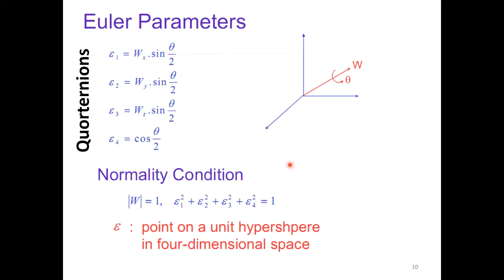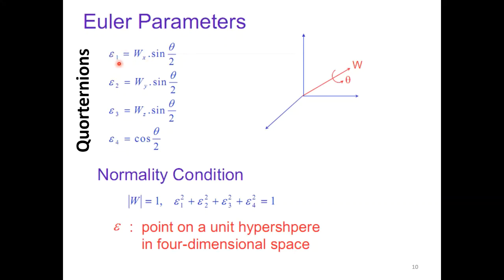Now, if it's just a mathematical problem, you can get rid of the singularity, right? You can think about other ways of representing the orientation. One is Euler parameters. Not Euler angles, but Euler parameters. So what are Euler parameters? Euler parameters are actually 4 parameters. We give them names: epsilon 1, epsilon 2, epsilon 3, and epsilon 4. 4 Euler parameters. And this is how we define them.